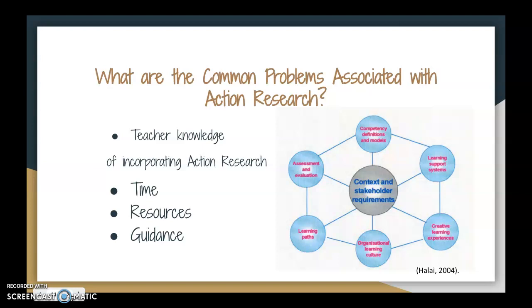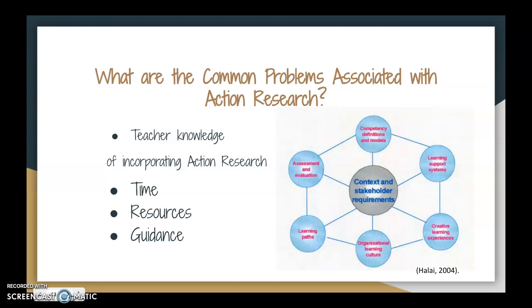Time. As we all know, teachers are already stretched very thin trying to keep up with the daily demands of teaching, especially during a pandemic where several teachers are still teaching both students who are in person and students who are remote. Where do we find the time to develop a plan, collect the data, review, revise, and report? How can I differentiate my instruction every day for my kiddos and conduct an action research all in the same day? The third one being resources.